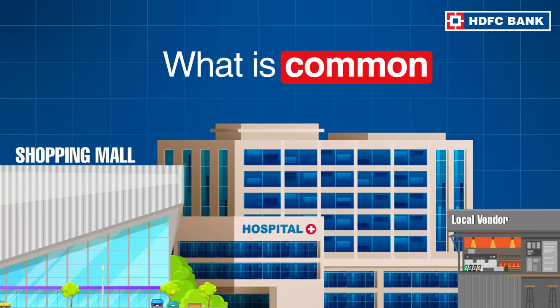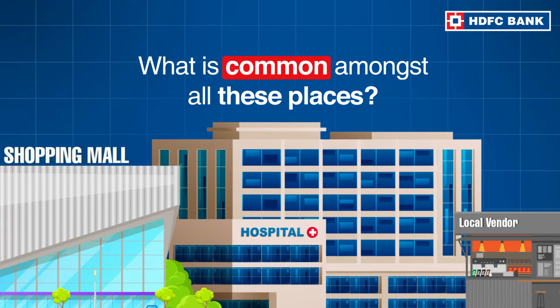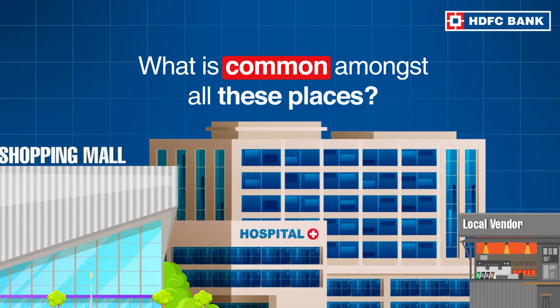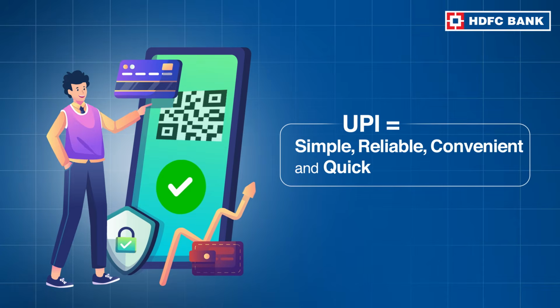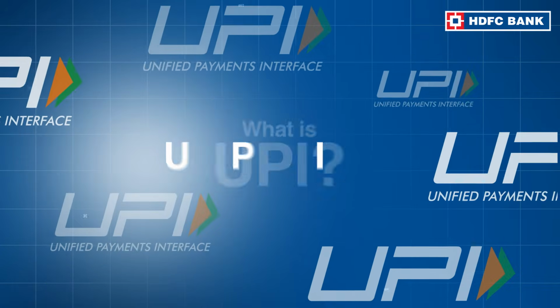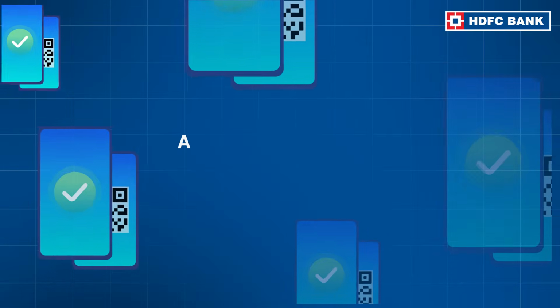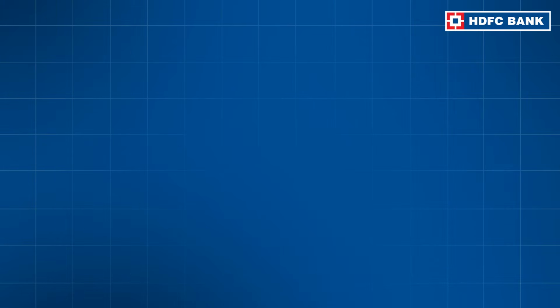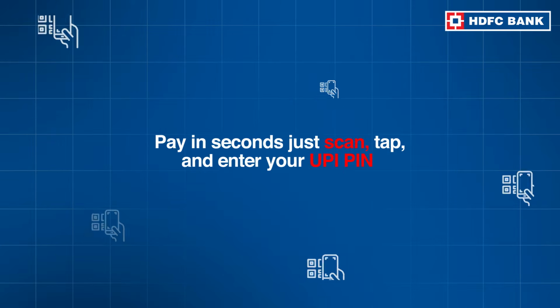Hey there! Wondering what is the common link between these places? Simple. All of them accept UPI payments. UPI is a quick, convenient and reliable go-to payment mode. What is UPI? Unified Payments Interface, commonly known as UPI, is a peer-to-peer payment system that allows us to pay with a few taps of our fingers by simply scanning and entering a UPI PIN.